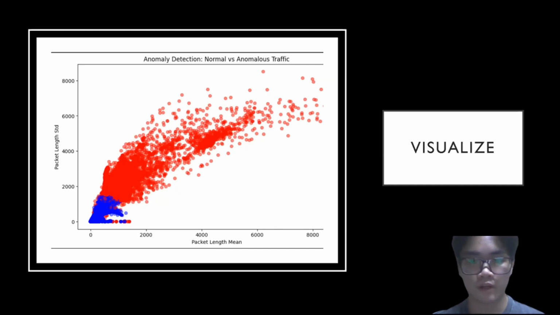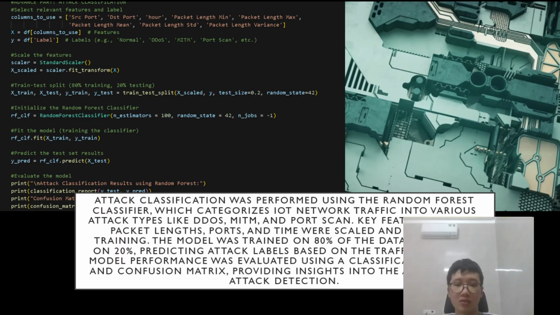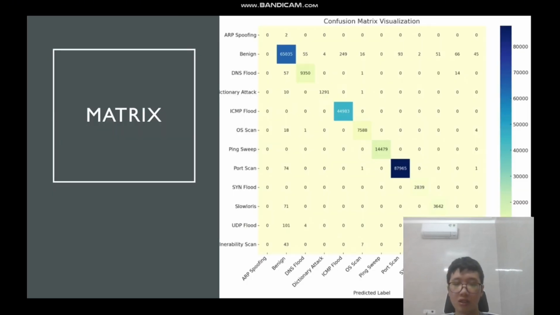Thank you for listening to my part, and we will move on to our second part of advanced challenges, which is attack classification. We also built an attack classification model using the random forest classifier. We used features like packet length, port number and time, and split the dataset into 80% training and 20% testing. We evaluated the model using the confusion matrix, which gives us insight into how accurate the model was at detecting attacks. On this slide, you can see the confusion matrix that summarizes the model's classification results.